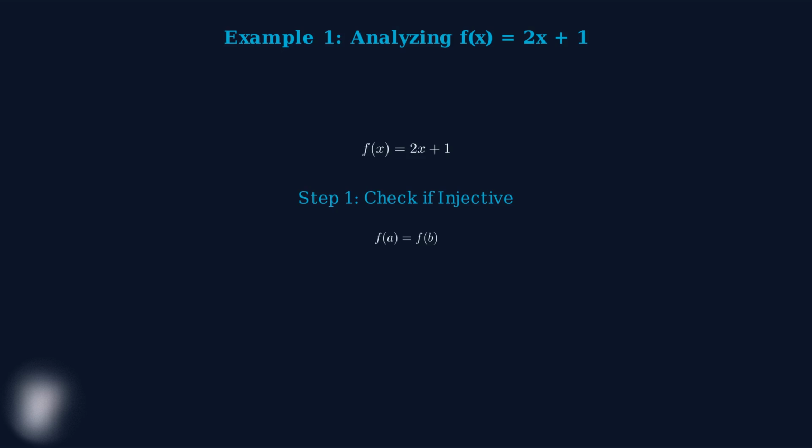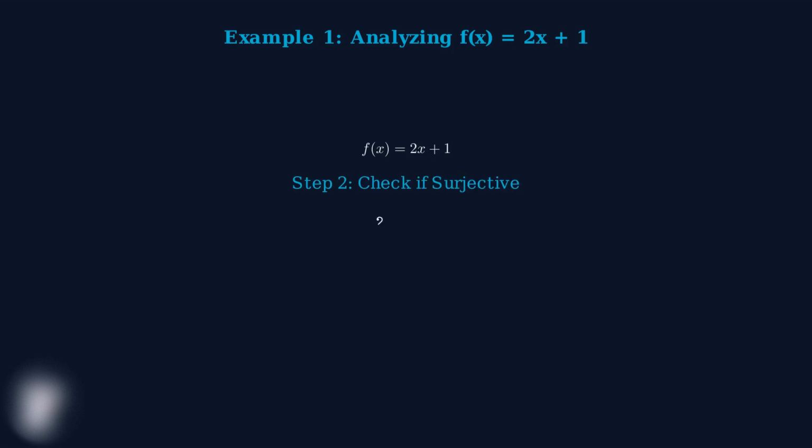For a function to be injective, if f of a equals f of b, then a must equal b. Let's assume f of a equals f of b and see what happens. Substituting our function definition, we get 2a plus 1 equals 2b plus 1. Now we can subtract 1 from both sides to get 2a equals 2b. Finally, dividing both sides by 2, we get a equals b. This proves that if f of a equals f of b, then a must equal b. Therefore, the function is injective.